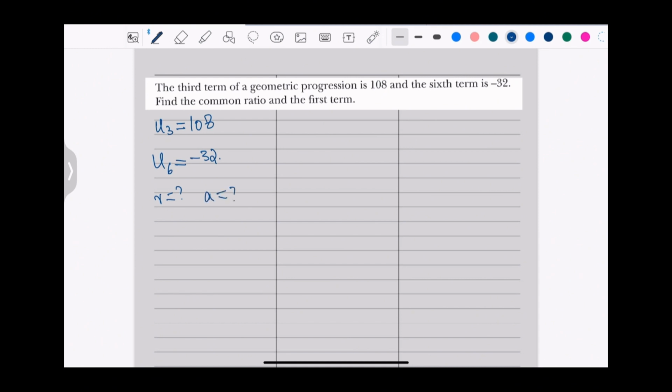As we know, U of 3 is AR to the power 3 minus 1, so 108 is equal to AR squared. That becomes my first equation with two variables. And as I know, U of n is equal to AR to the power n minus 1, so for the sixth term, U of 6 is equal to AR to the power 6 minus 1.